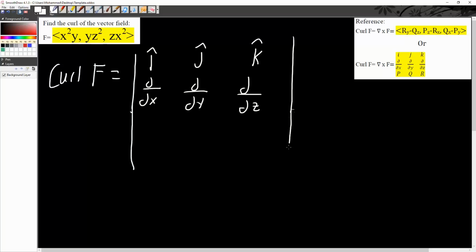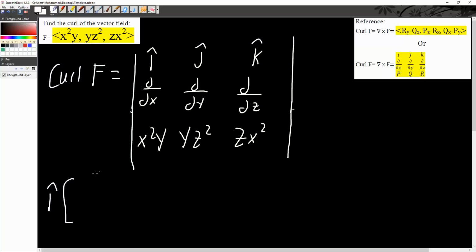And now we write what we have. So P, Q, R. This term is P, this is Q, and this is R. So we would have x squared y, then y z squared, then z x squared. And now what we're doing is essentially very close to a 3x3 determinant. So we can say i, and then we go diagonal to the right, and we draw a box. So we get these four elements.